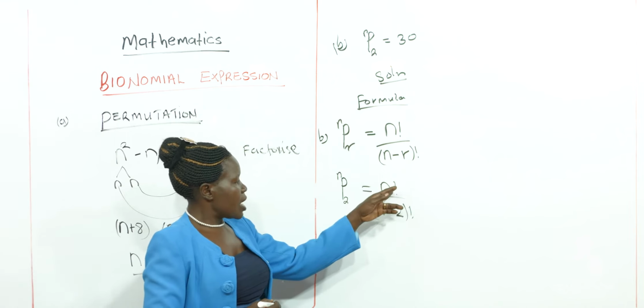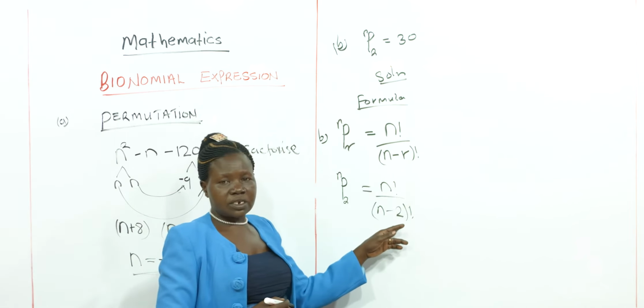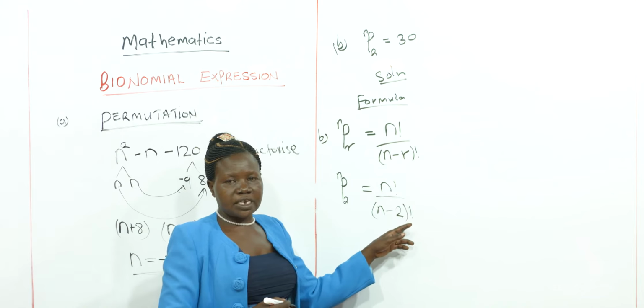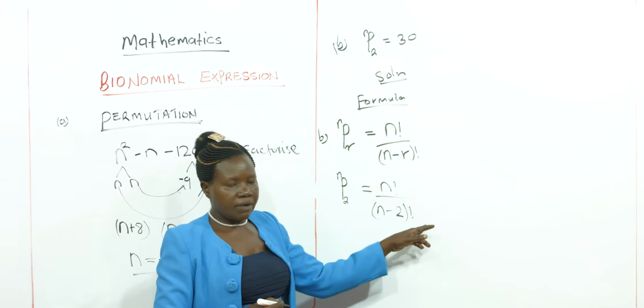Move n until you get negative 2, n minus 2 factorial.